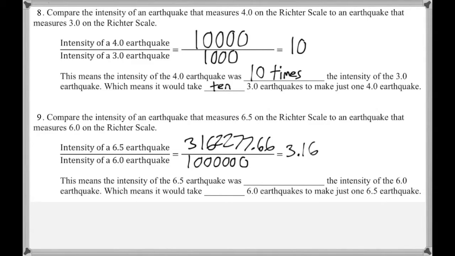So 3.16. What that means is the intensity of the 6.5 earthquake was 3.16 times the intensity of the 6.0 earthquake, which means that it would take approximately three 6.0 earthquakes to make just one 6.5 earthquake. So even though they're pretty close on the Richter scale, 6.0 and 6.5, the 6.5 is a lot bigger than the 6.0. You would have to have three 6.0s to make just one 6.5.